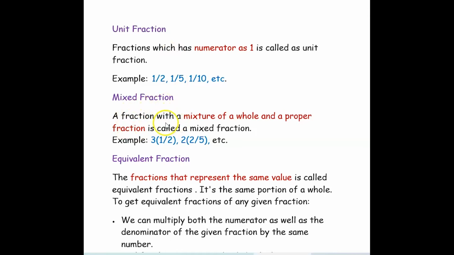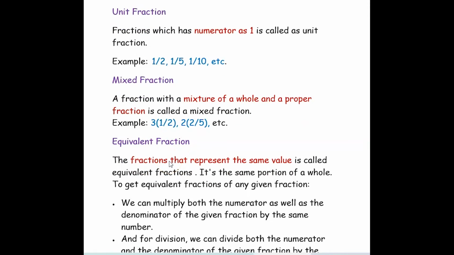Next type is mixed fraction. A fraction with a mixture of a whole and a proper fraction is called a mixed fraction. For example, 3 1 by 2. 3 is the whole and 1 by 2 is a proper fraction. So it is a mixture of a whole and a proper fraction. So that is a mixed fraction.